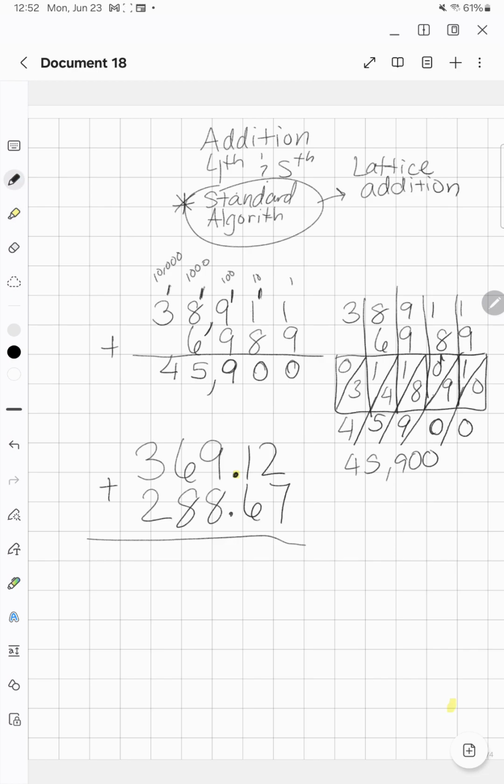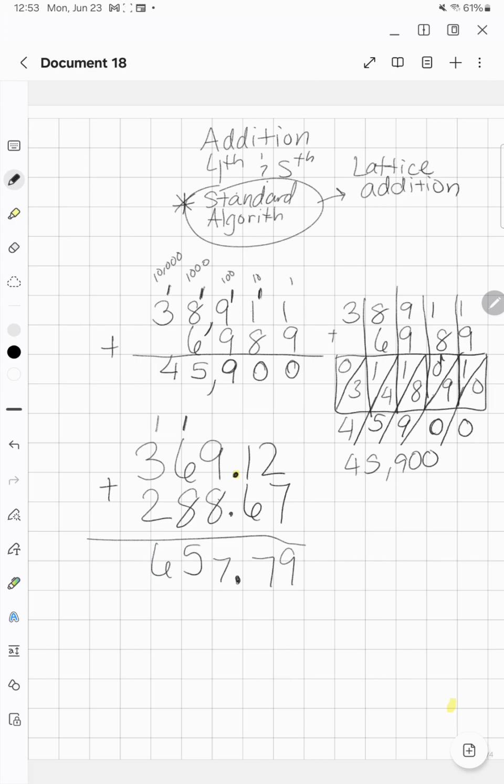And again, you can use both methods. You can use the lattice, you can use standard. And so the standard way would be this right here. And so that decimal, you really can just add instead and just bring the decimal down later, or just bring it down. It really does not matter. 9 plus 8 is going to be 17. I carry my 1. 6 plus 8 is 14, plus 1 makes 15. Carry the 1. It's going to end up being 4 plus 2, which is 6.